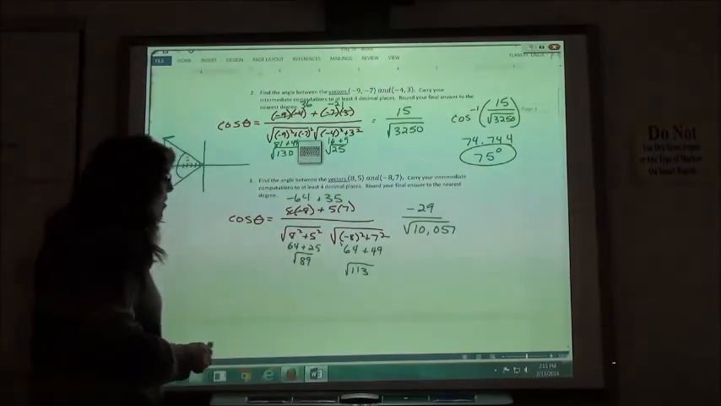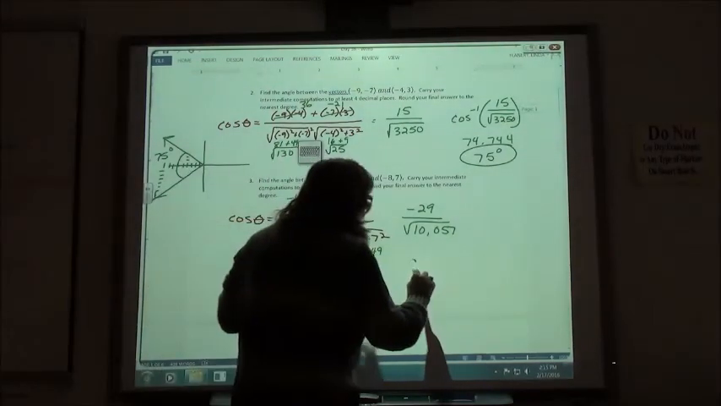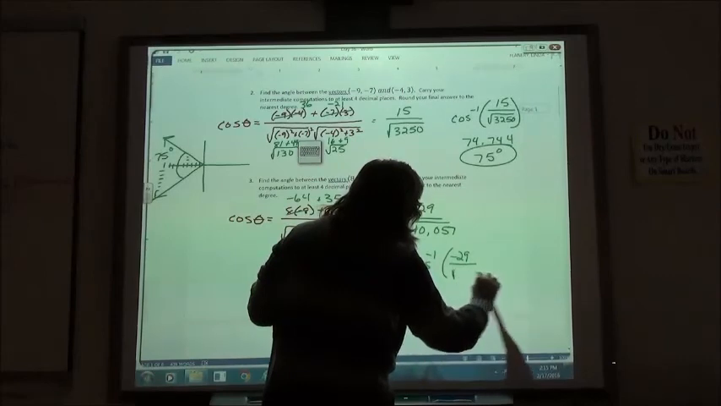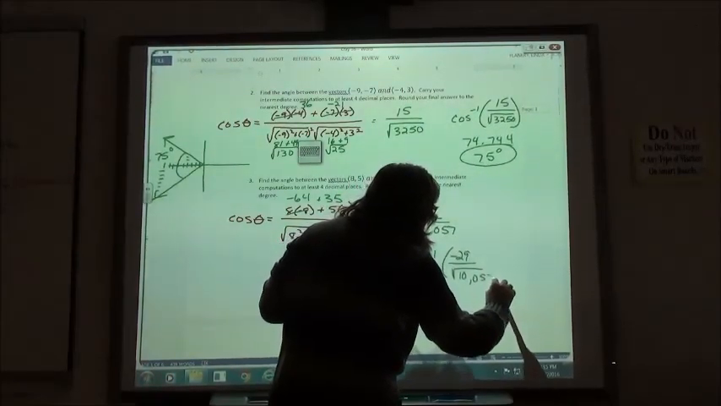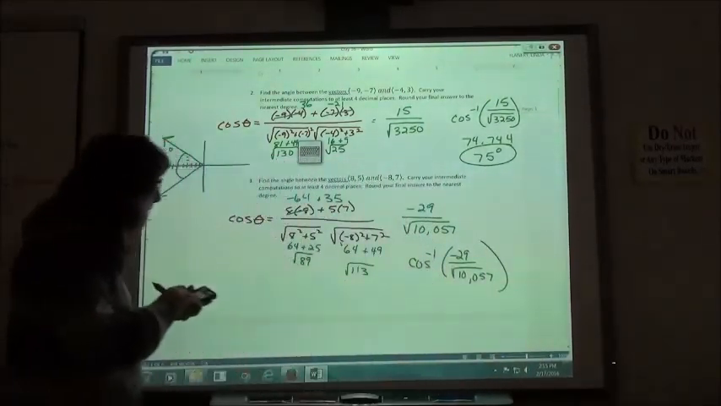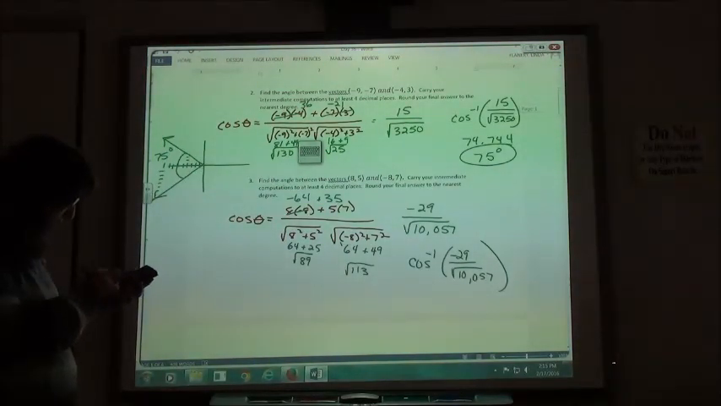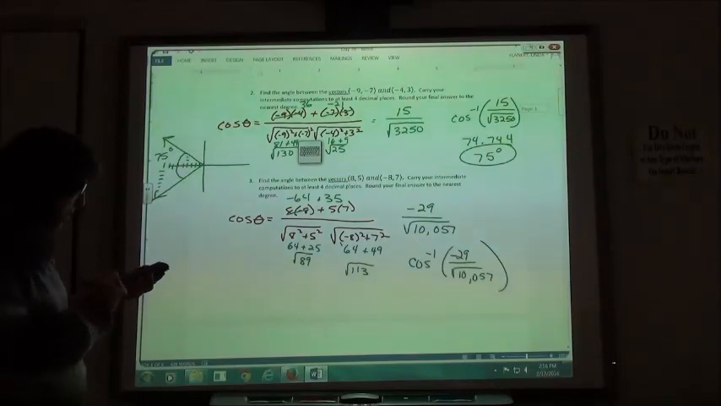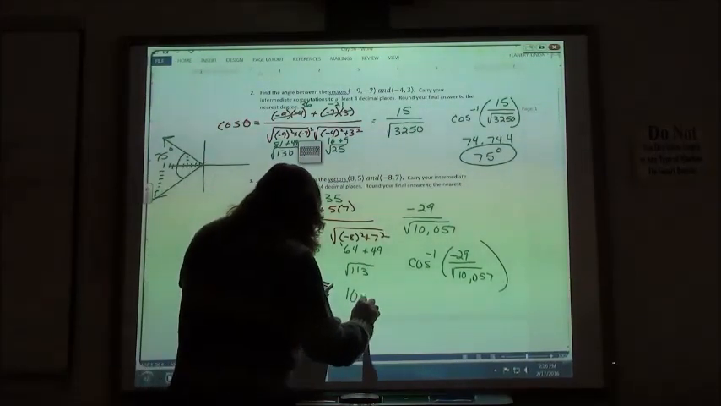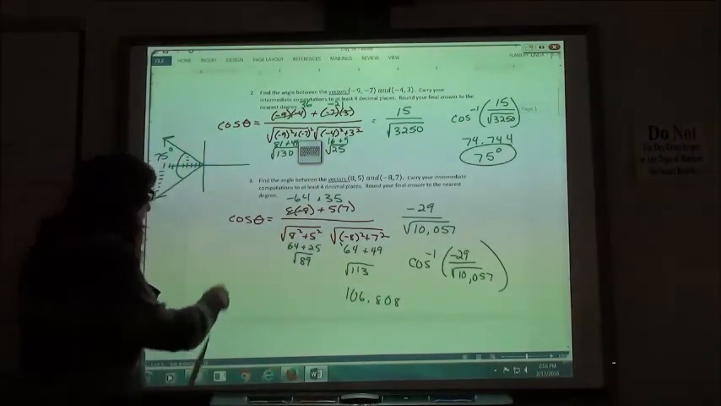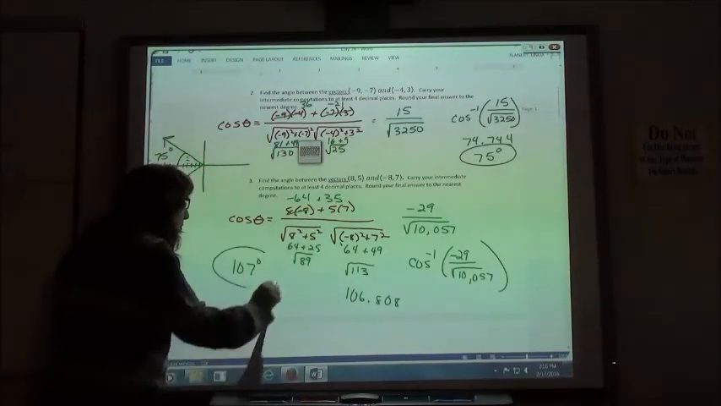So again, if I'm going to calculate my angle, I'm going to do the inverse cosine of -29 over the square root of 10,057. So shift cosine, parentheses, -29 divided by square root of 10,057. Close my parentheses. I get 106.808. I'm rounding that off to the nearest degree, so 107 degrees would be my answer.